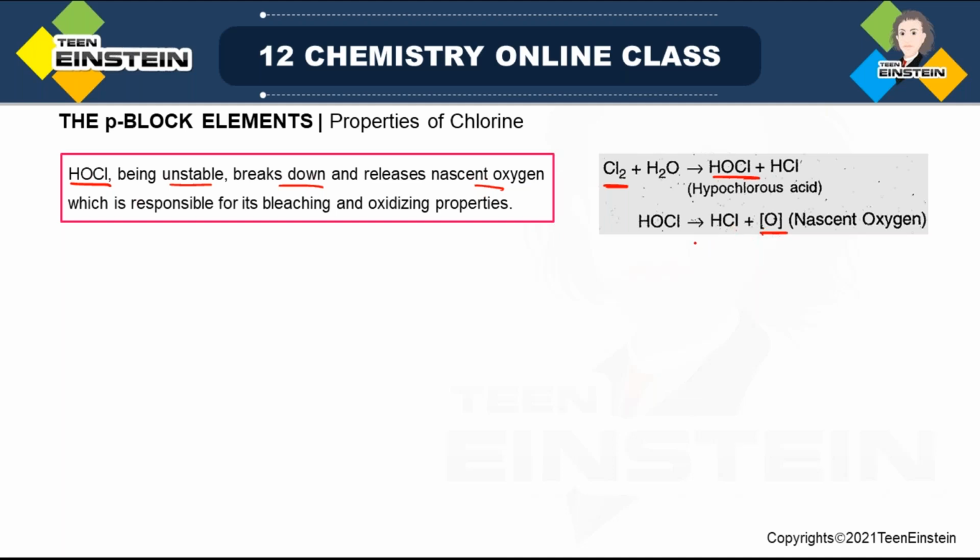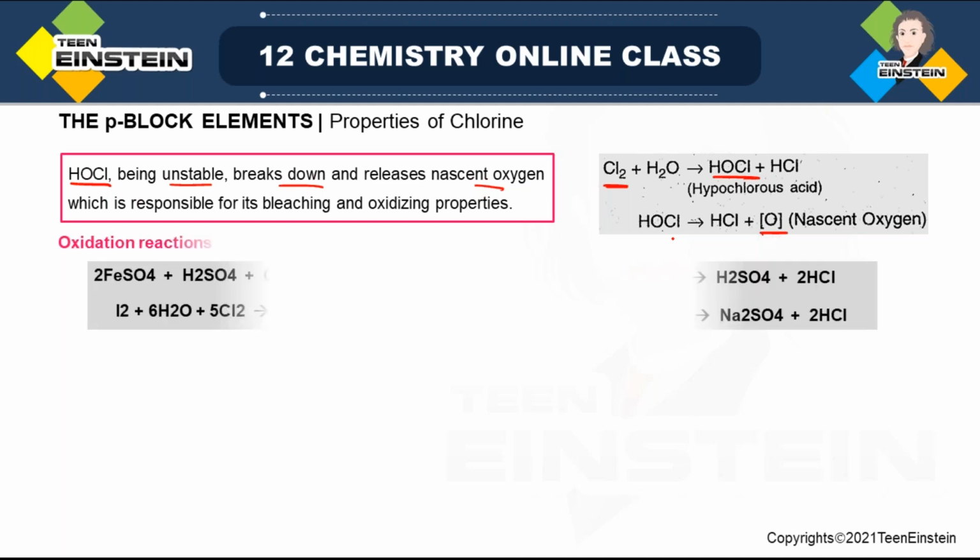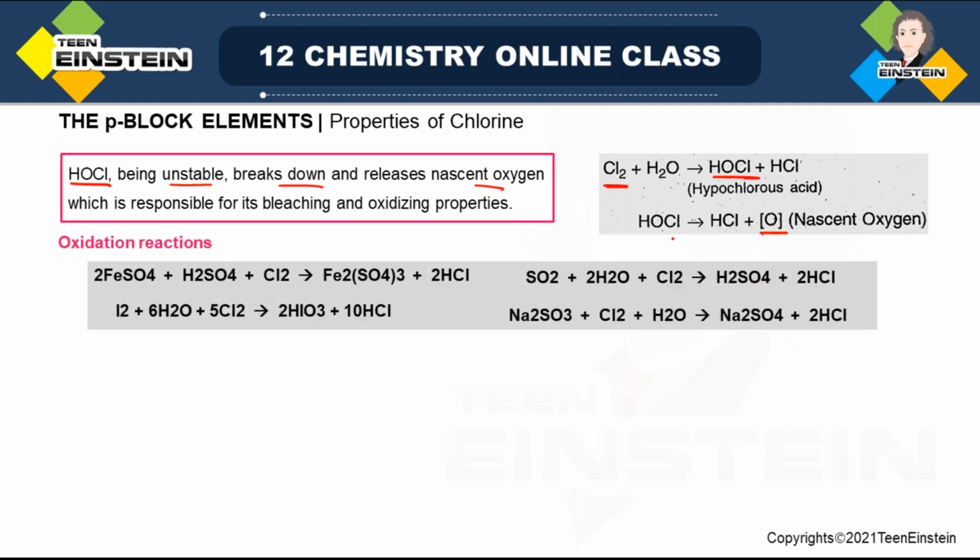So this nascent oxygen is actually responsible for the oxidizing properties of chlorine and also the bleaching property of chlorine. Okay. So chlorine is not directly responsible for the oxidizing or bleaching property. It is actually the formation of nascent oxygen which is responsible. Fine. We will see some oxidation reaction examples.